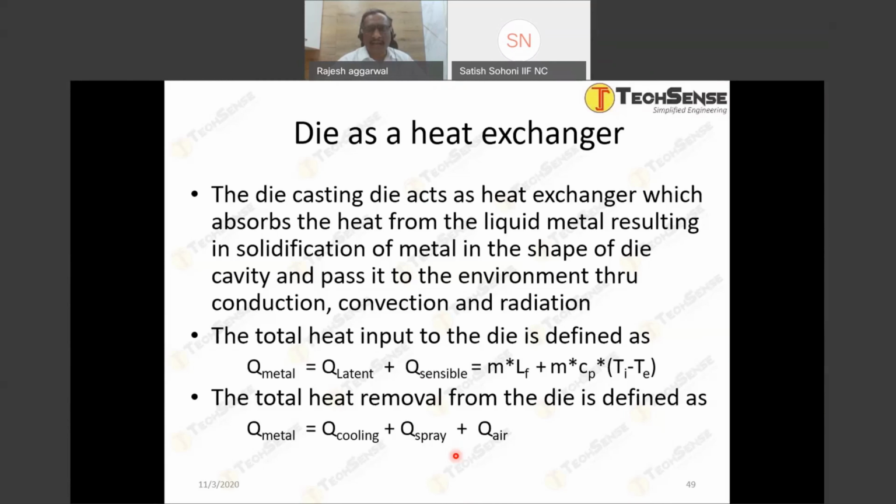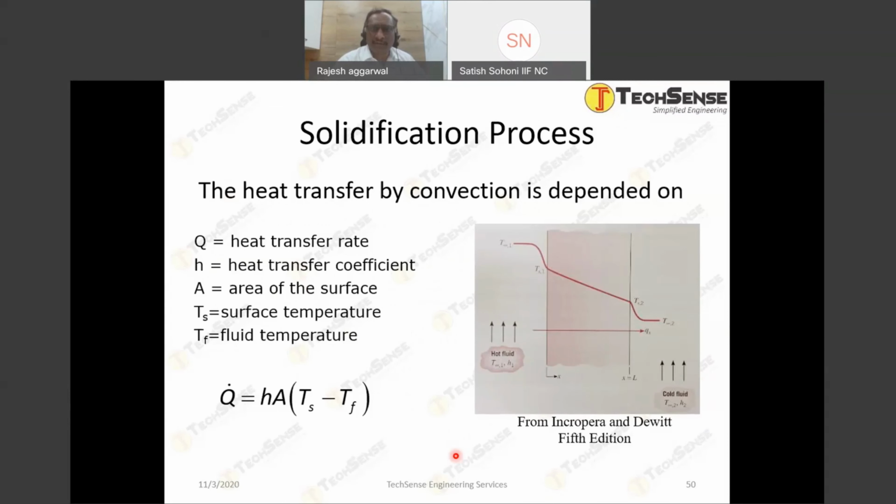The total heat input to the die is defined as the latent heat of the metal and the sensible heat of the metal. And the total heat removal from the die is defined as from the cooling, from the spray, from the air, from whatever other means. The heat transfer by convection is mostly by cooling through the liquid, not directly, right? The heat transfer rate is defined by the heat transfer coefficient, area of the surface, temperature, and the fluid temperature. Again, the delta, right? The delta temperature becomes the most critical factor. The higher the delta, the higher the rate of heat transfer. The lower the delta, the lower the rate of heat transfer.